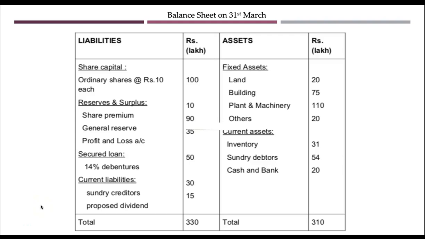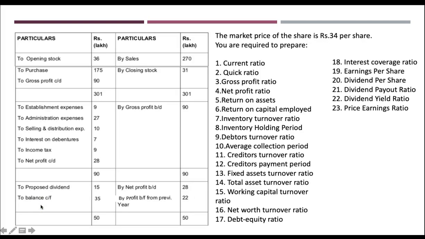Alright, so now that we have covered the complete theory part, it's time to do the first problem. This is there in your PDF notes. So we have the balance sheet and the P&L account, and we have to find the rest of these ratios.